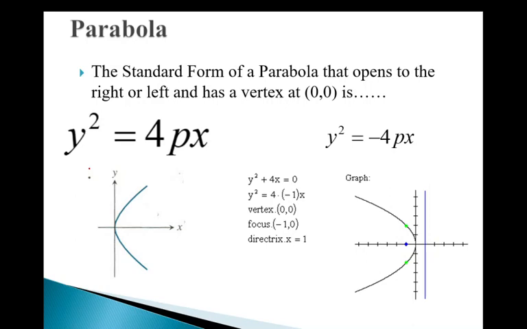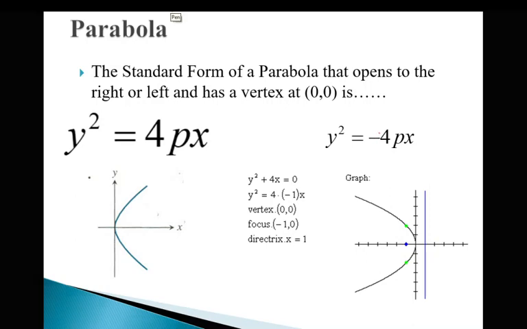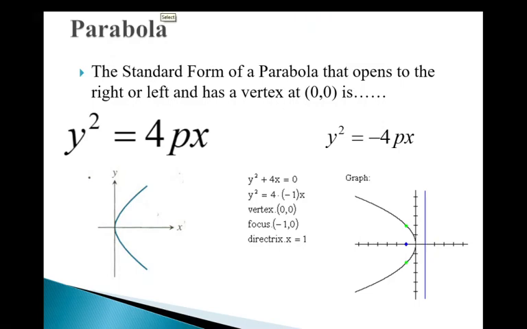Just like it did with transformations, this negative right here reflects it, this time not over the x-axis, but over the y-axis. So if it's positive, then we're talking about a parabola that opens to the right. When it's negative, we're talking about a parabola that opens to the left. Now this is only when the parabola has its vertex at the origin.